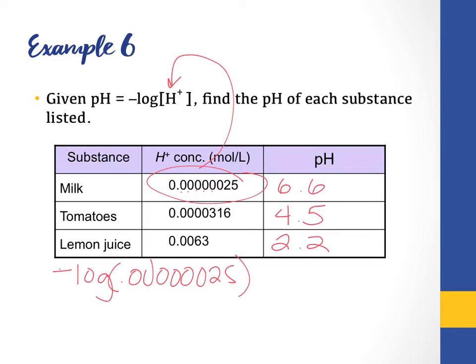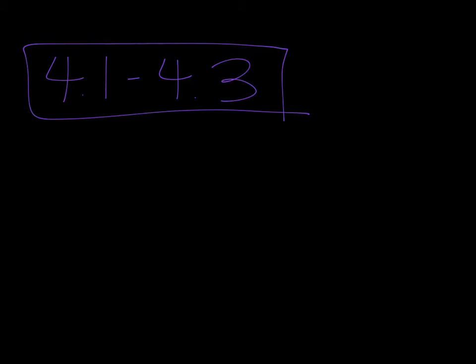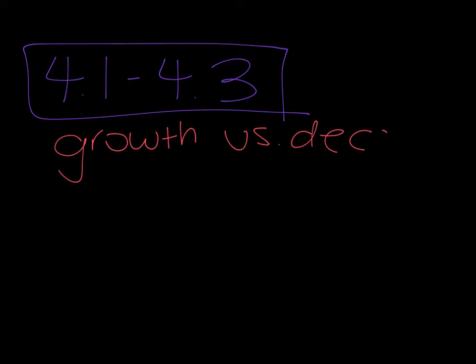Okay, so 4.1 to 4.3 is quiz tomorrow. 4.1 to 4.3. So in 4.1, go through what's on there. In 4.1, this is when we did growth versus decay. If it's greater than 1, then it's growth. If it's in between 0 and 1, then it's decay. So if it's a fraction that's less than 1, something like 3/2 is bigger than 1, that would be growth.